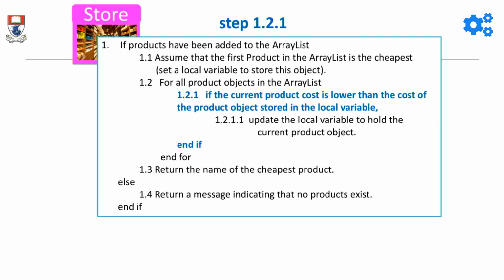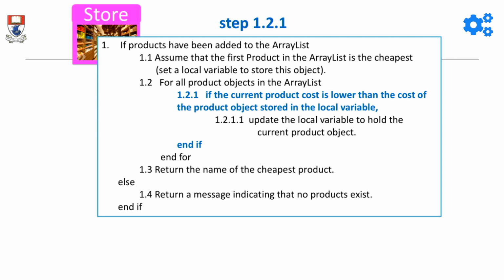Okay, so we're on to the next step. We've created the for loop in step 1.2, and within that for statement, within your curly braces, we now have the next step, which is: if the current product cost is lower than the cost of the product object stored in the local variable. That's all we're going to focus on.